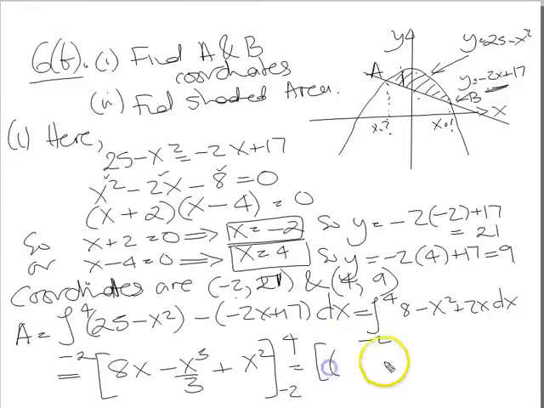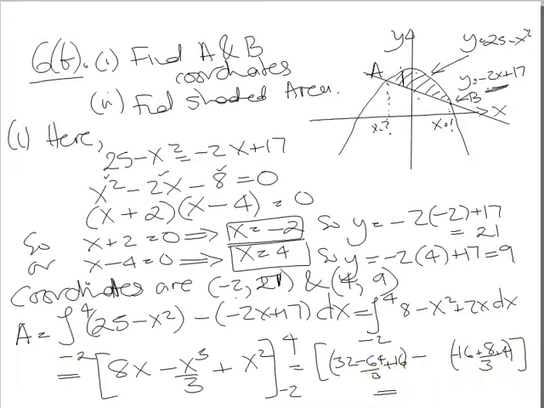top value, take bottom value. Let's put them in. Put 4 in, you get 32. 4 cubed is 64. So I'll put that in like that, over 3. Plus 4 squared is 16. And then the second one, minus 2. So 8 times minus 2 is minus 16. Minus 2 goes in here, and that's minus 2 cubed is minus 8. That makes it a plus 8. And then you've got minus 2 squared, which is plus 4. Okay, those are the numbers.